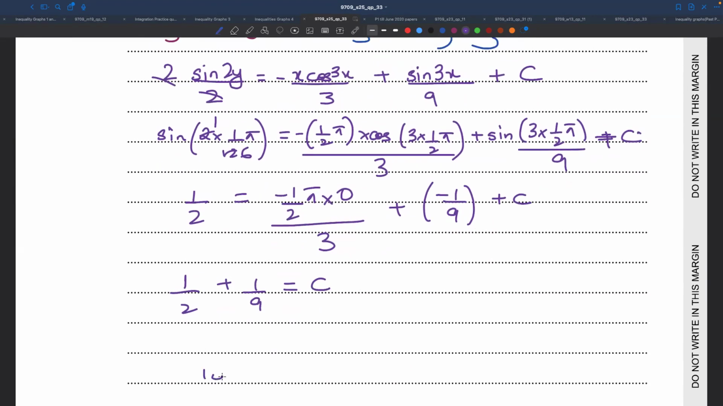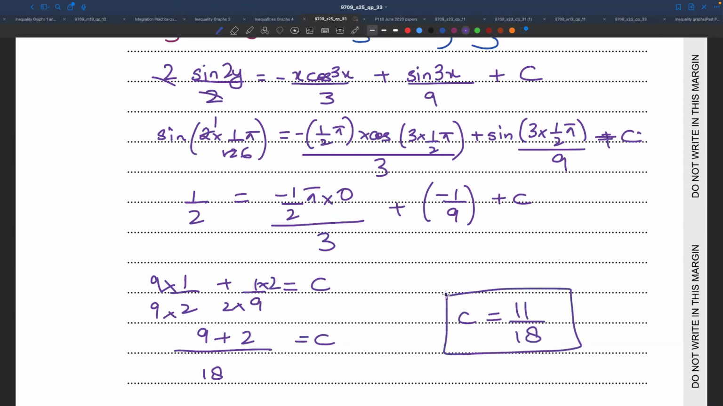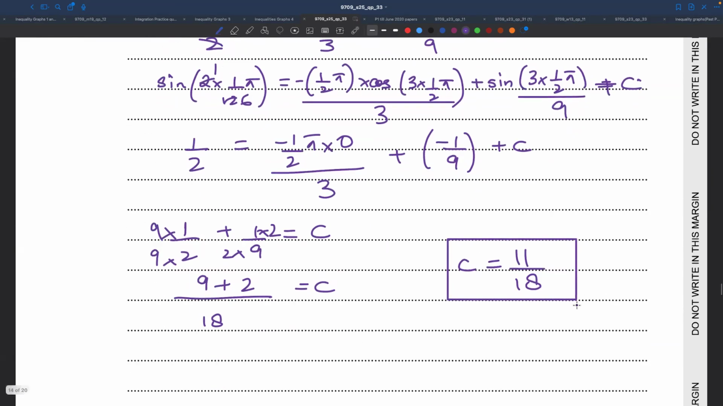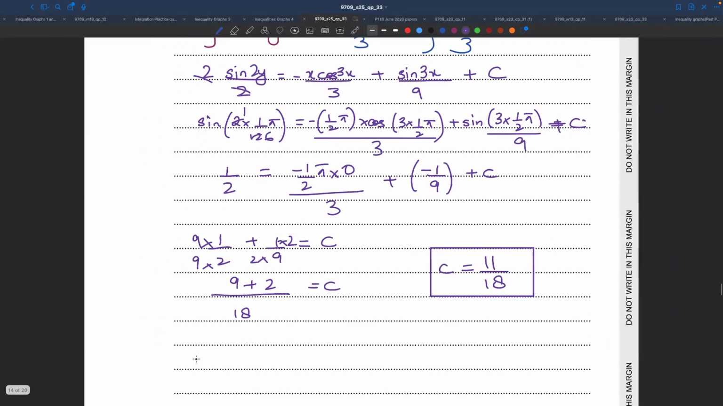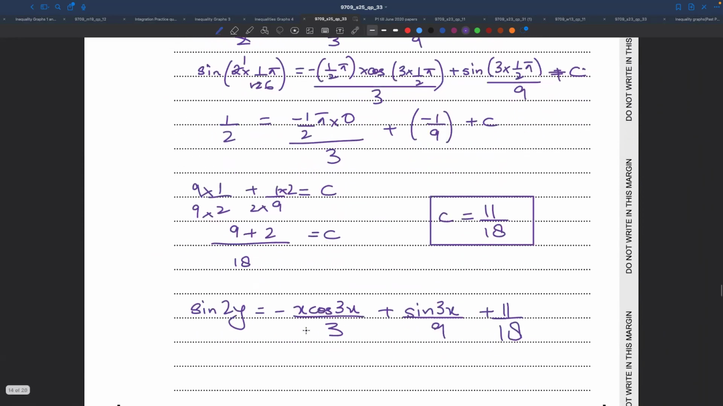The LCM of 9 and 2 is 18. So this will be 2 times 9, 9 times 2. I hope this maths everyone knows. So c is equal to 11 upon 18. And finally, because I have found the value of c, I can now write my answer: sine of 2y is equal to minus x cos of 3x upon 3 plus sine of 3x upon 9 plus 11 by 18. And that's it. So that's your first part done.